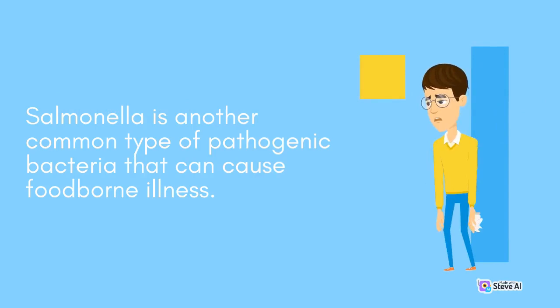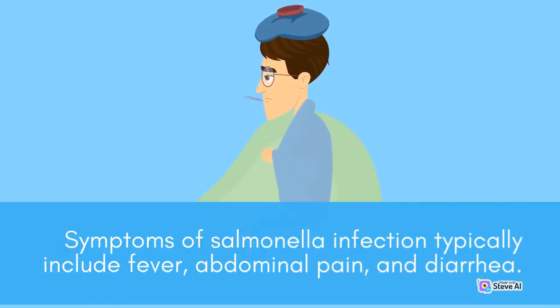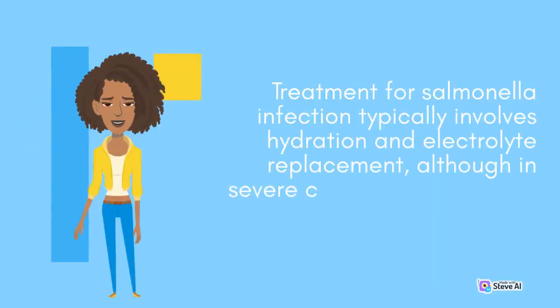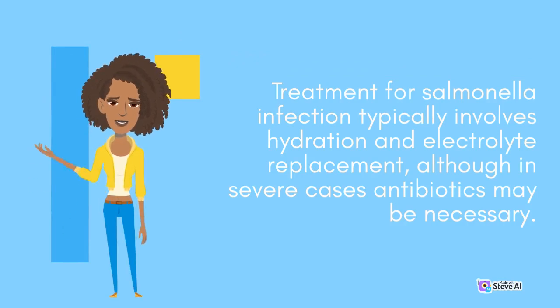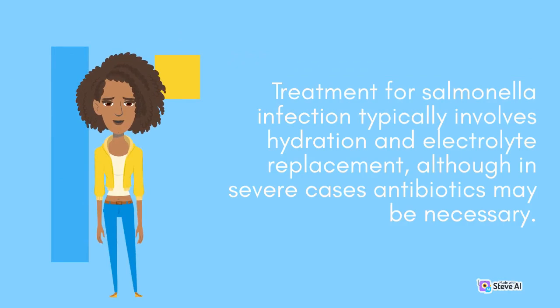Salmonella is another common type of pathogenic bacteria that can cause foodborne illness. Symptoms of Salmonella infection typically include fever, abdominal pain, and diarrhea. Treatment for Salmonella infection typically involves hydration and electrolyte replacement, although in severe cases antibiotics may be necessary.